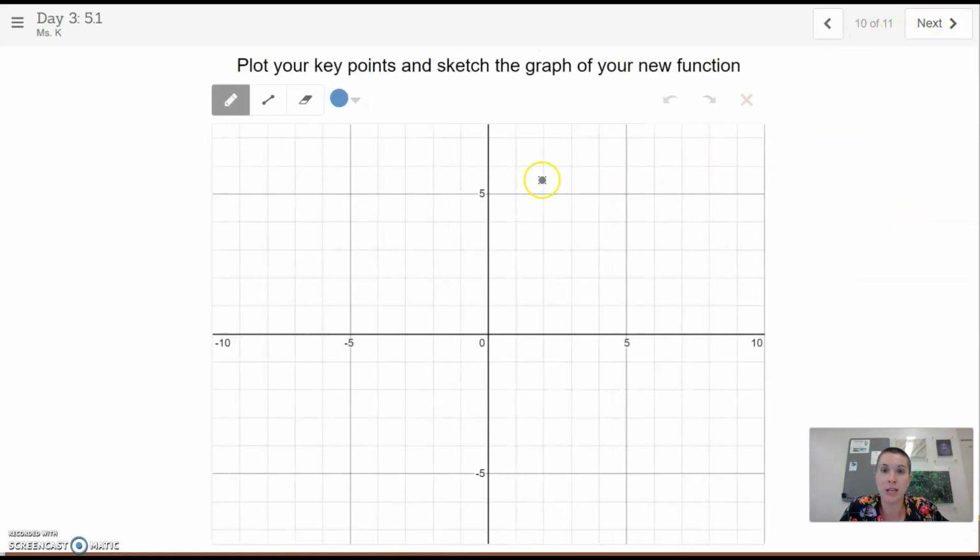I'm first going to plot the parent graph, just so you guys can see the difference. Again, we remember this is y equals x squared. So 0 squared is 0. 1 squared is 1. 2 squared is 4. And it's symmetrical about the y-axis, so we know it's going to look the same on both sides. So we have something that looks like this. Beautiful. Now let's plot our new graph.